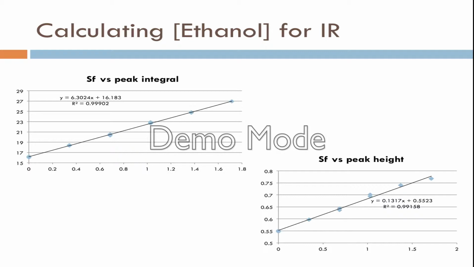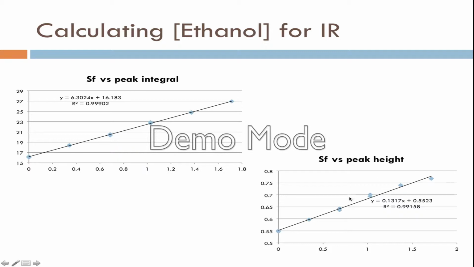And this is how we calculated ethanol for IR. We have peak integral on the y-axis and the concentration of ethanol on the x-axis. We got a slope of 6.3 with an intercept of 16.2, and an r-squared of 0.99902, which is really good.